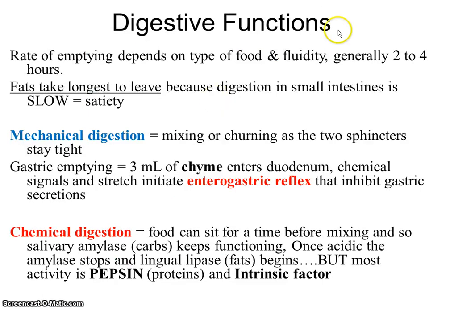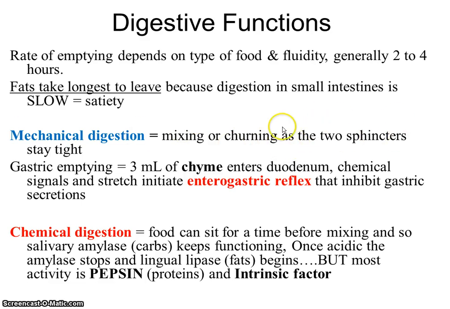All right, so digestive function overall here, the rate of emptying depends on the type of food and fluidity. It's generally 2 to 4 hours from the time food enters. I said fats, lipids, which are fats and oils, take the longest to leave because digestion is slow in the small intestine, and so they are slowed down. When you have a lot of fat, that really activates that intestinal phase and slows down the emptying.